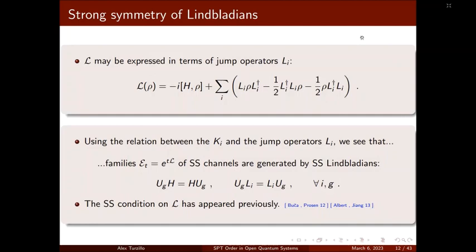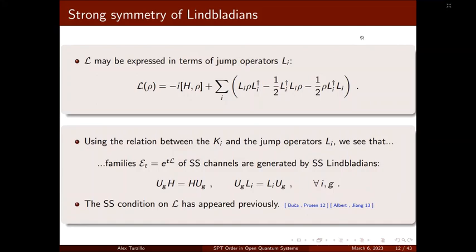And it's worth noting that this condition has appeared previously in other papers, though not in the context of SPT phases. What are you assuming about the jump operators? What kind of operators are they? Random operators. They're not Hermitian, they're not anything. It can be Hermitian, but you don't have to assume that they are.